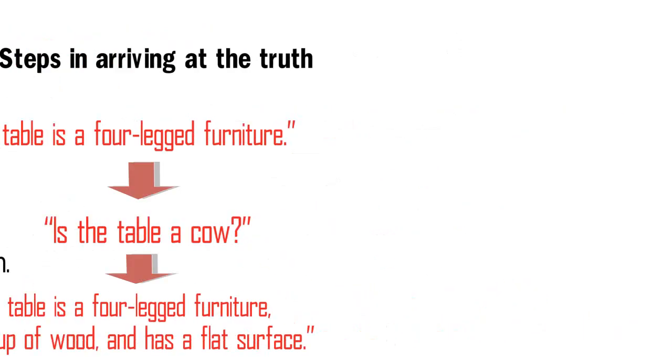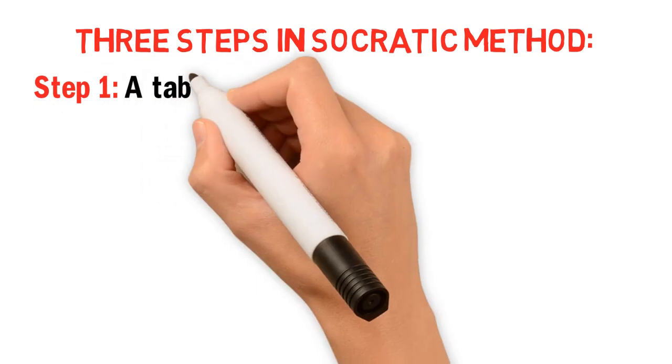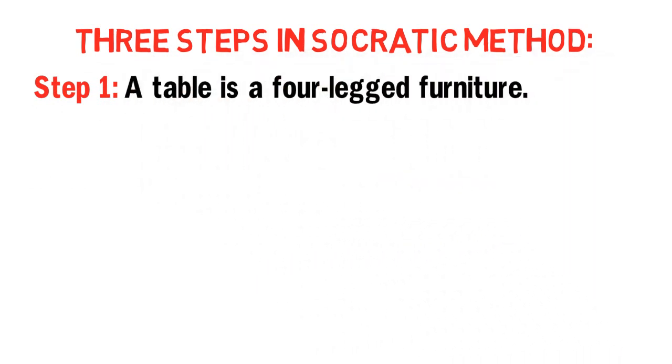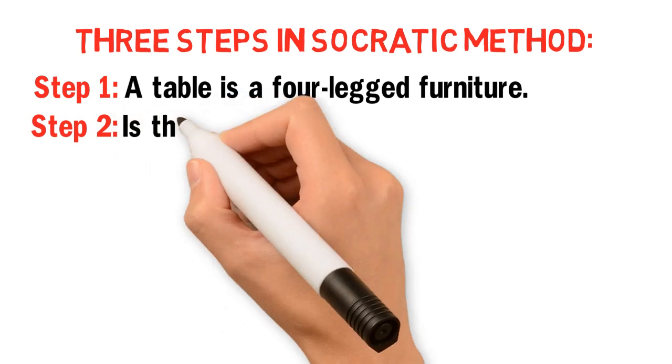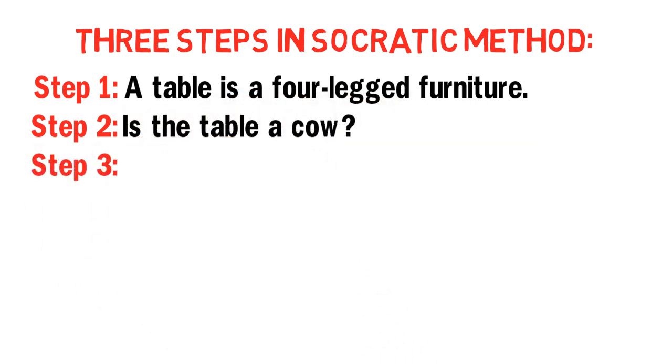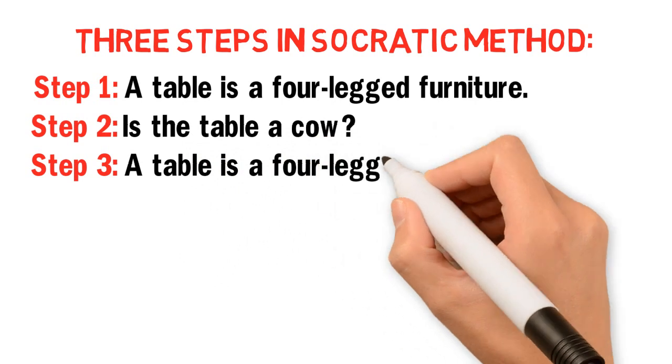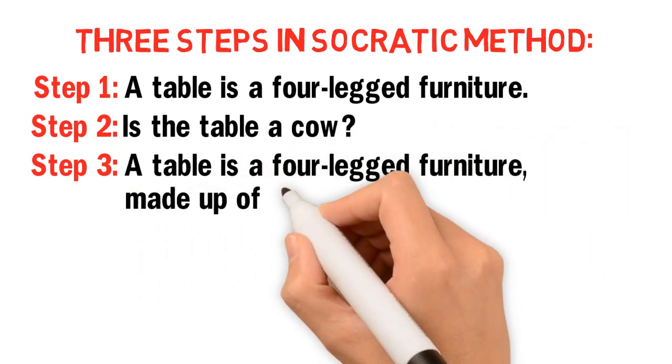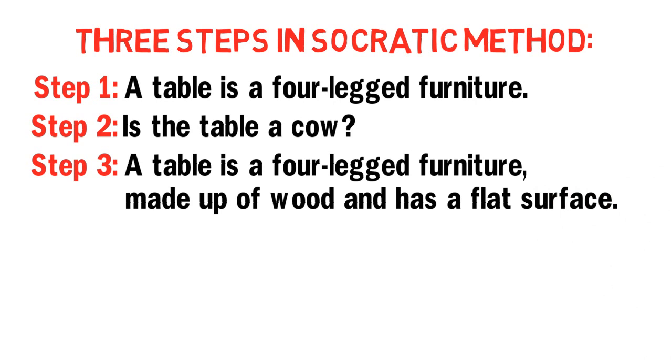Let me schematically show the three steps in Socratic method. Step 1. A table is a four-legged furniture. Step 2. Is the table a cow? Step 3. A table is a four-legged furniture made up of wood and has a flat surface. Now, if we repeat these steps, then we eventually arrive at the truth. That is, we eventually come up with a precise definition of a table, understood as the essence of a table.